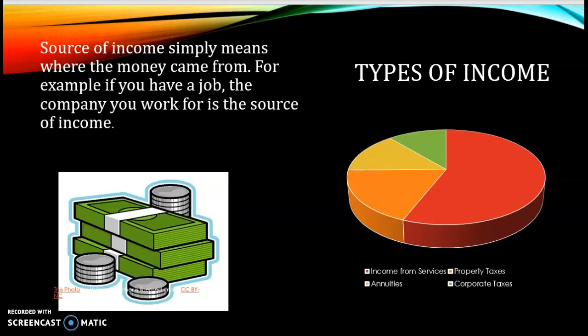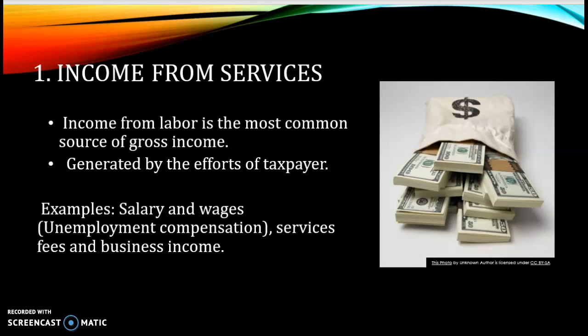Now let's talk about the types of income. Sources of income simply mean where the money came from. For example, if you have a job, the company you work for is the source of income. First, income from services. Income from labor is the most common source of gross income generated by the effort of taxpayers. Examples: salaries, wages, unemployment compensation, service fees, and business income.